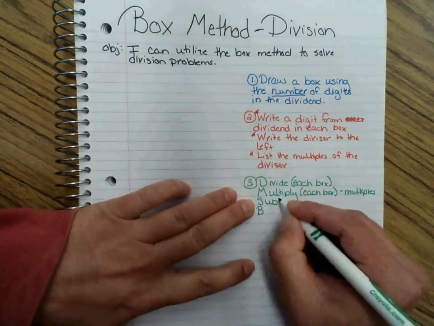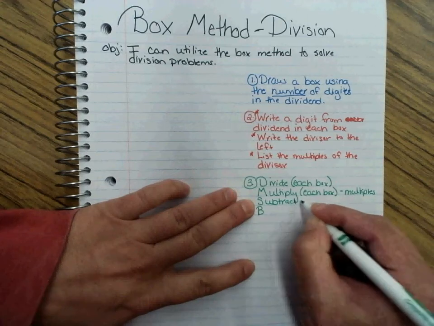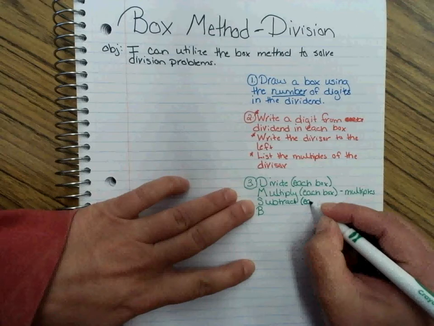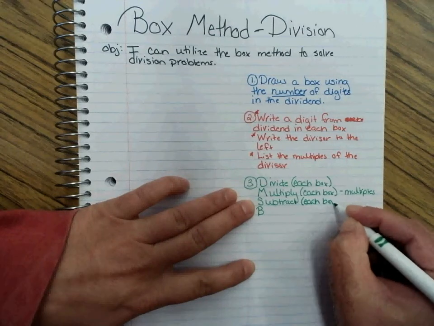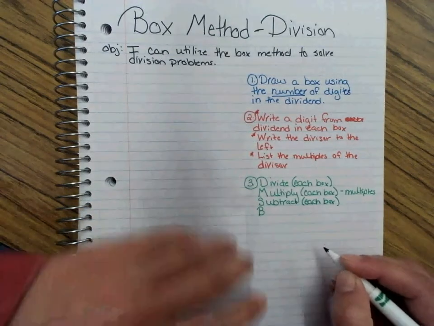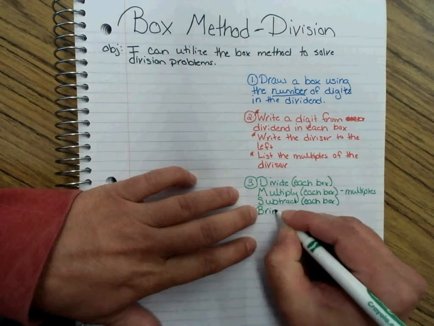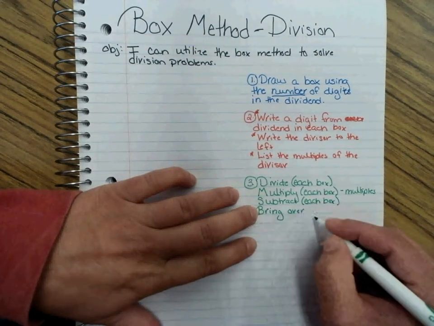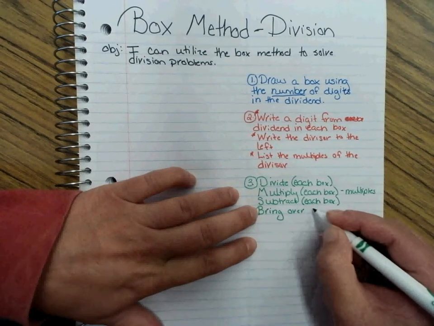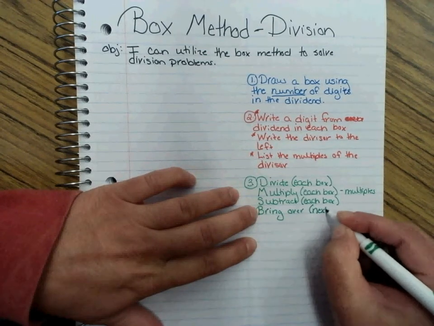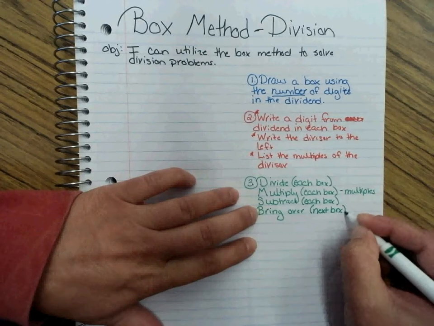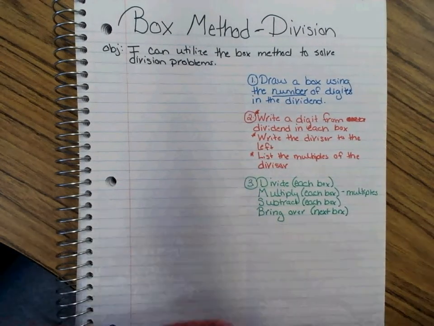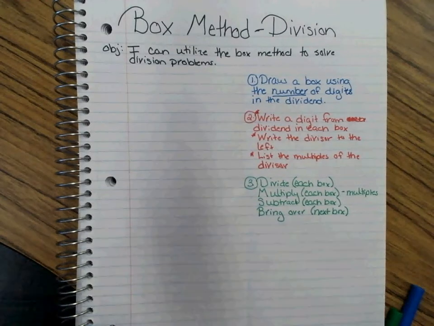Then we subtract. Once again, this is each box. We have to do this in each one before we move on to the next one. And then we bring over. So whatever's left over from our subtraction, we bring it over, and then we start on the next box. Okay? Here we go, step 4.